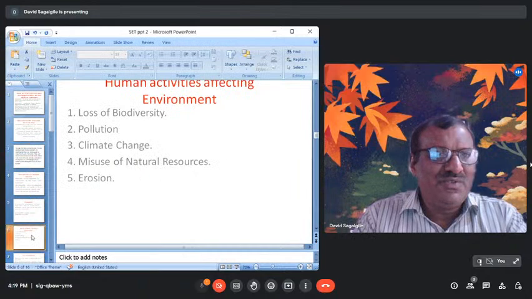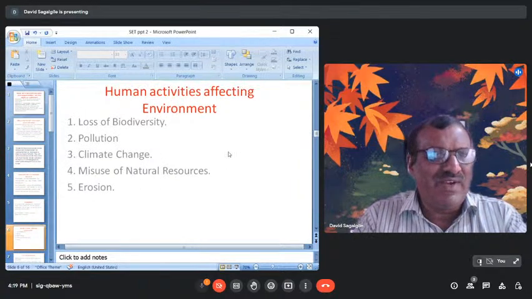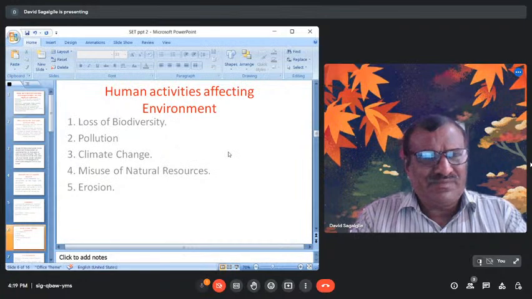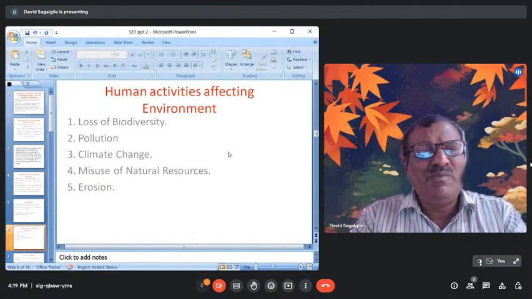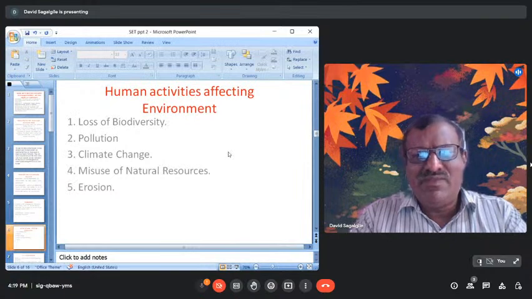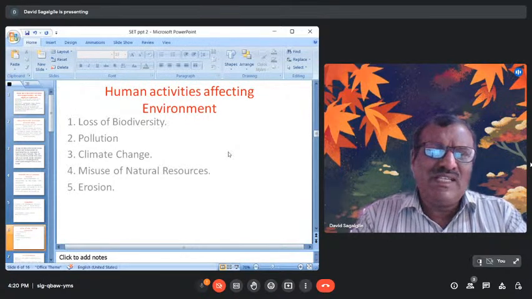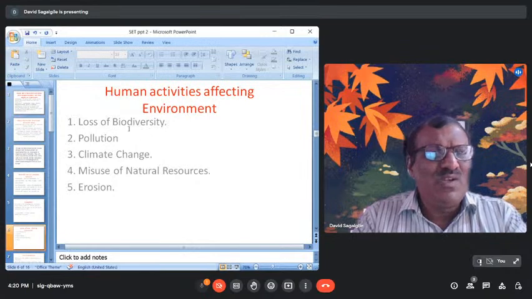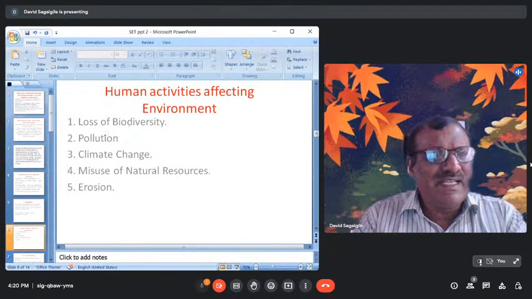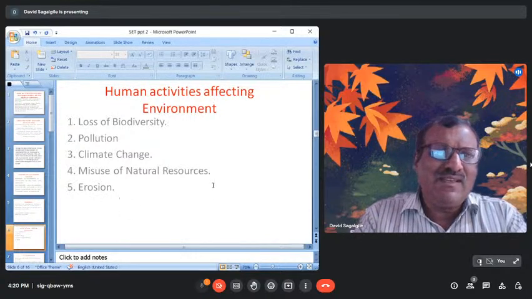Then we move on to the human activities affecting environment. What are the different activities that we do or human beings do which affect the environment or which affect our habitat? The first one is loss of biodiversity. Then second is pollution. The third is climate change. Then misuse of natural resources. And the fifth one is erosion. So these are the five main categories of activities that we do which affects the environment on a very big scale.